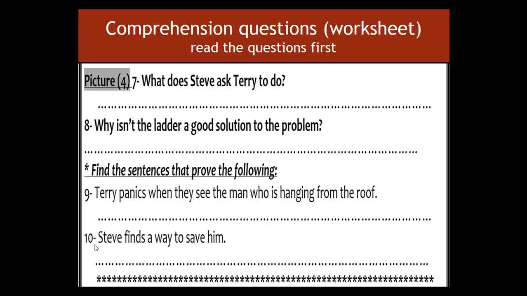Question number 7. What does Steve ask Terry to do? Number 8. Why isn't the ladder a good solution to the problem? You have to find the sentence that proves the following. Terry panics when they see the man who is hanging from the roof. Steve finds a way to save him.